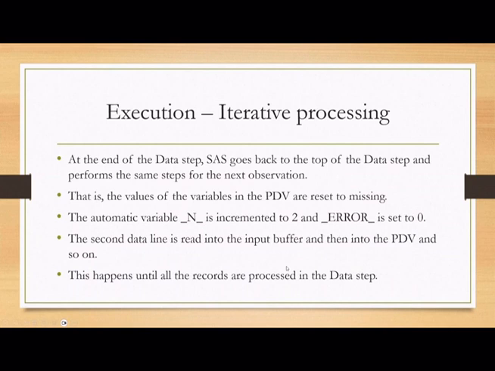Okay, so the first record has been processed. Then at the end of it, it goes back to the top of the data step. And then it performs the same steps for the next observation. That is, the values of the variables in the PDV are first reset to missing. The _n_ is incremented to 2 because it's the second value. The _error_ is set to 0. The second line is read into the input buffer, then into the PDV, and so on. And this happens until all the records in the data step are processed.